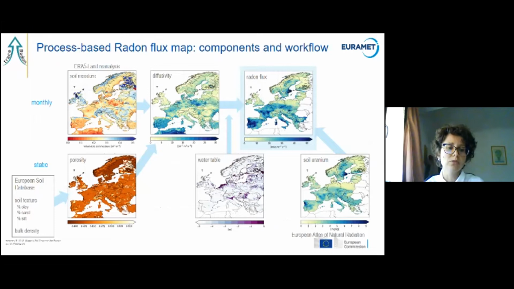in the model to develop the radon flux map for the project, the map of the uranium in soil developed for the European ATLAS of natural radiation is used together with other input parameters like soil moisture or porosity from the European soil database. So these are two examples to show how important these data and maps collected in the ATLAS are at the European level.